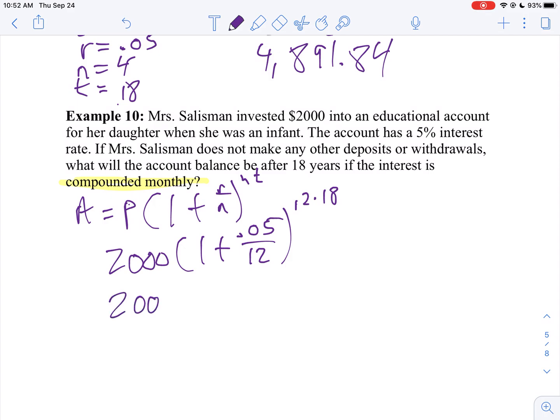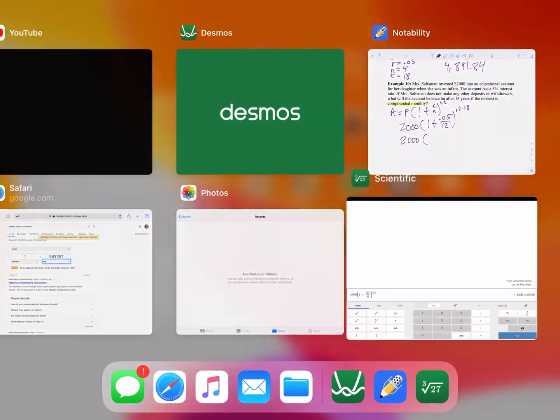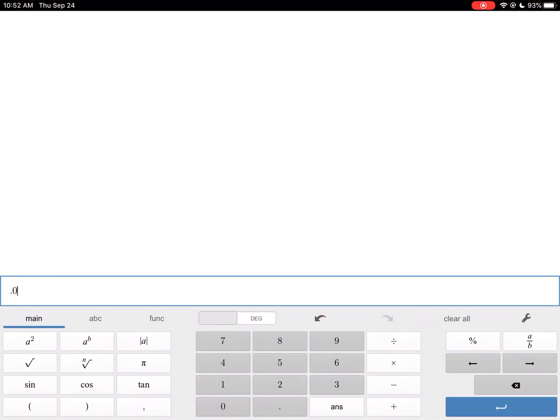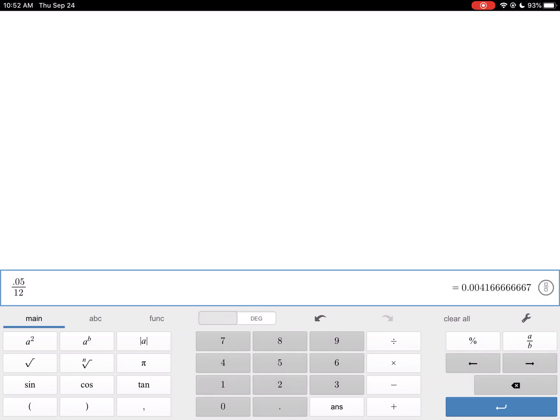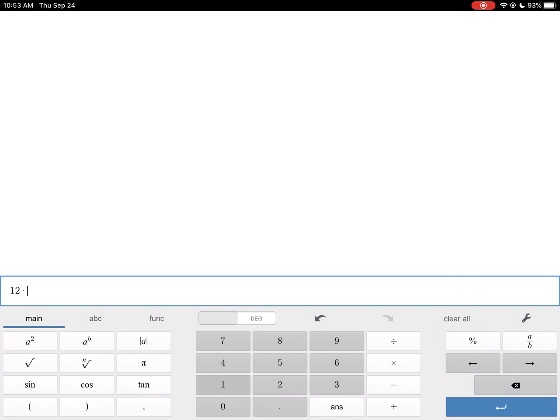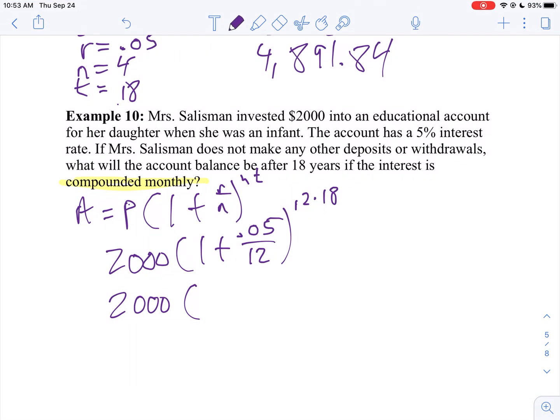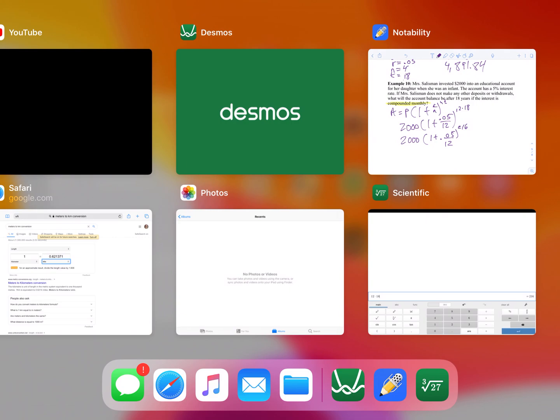So 2,000, let's actually do it this time. 0.05 divided by 12. Oh, that's an ugly decimal number. I'm going to leave it alone for now. But let's take 12 times 18. So 216, so we're going to compound it 216 times. So 1 plus 0.05 divided by 12 raised to the 216th power. But of course we have a smaller rate each time because we're splitting that up.